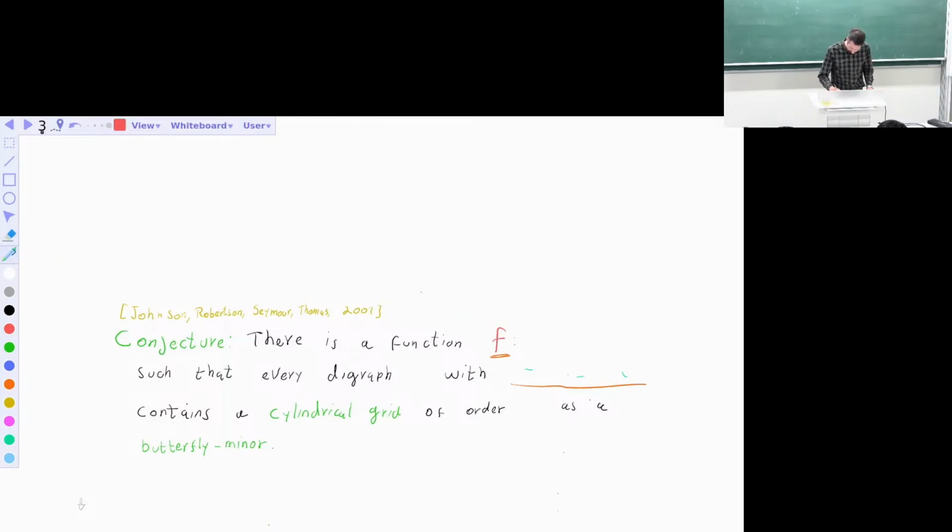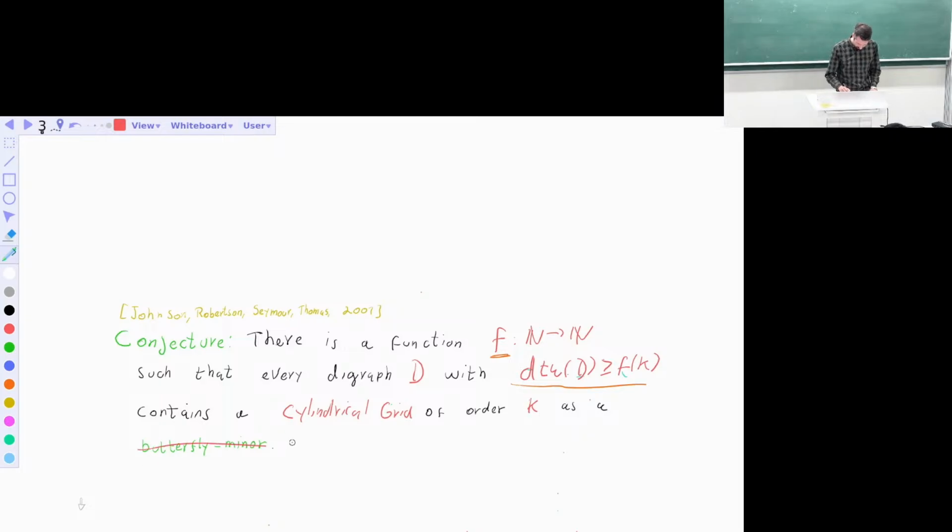When this parameter was introduced, there was a conjecture which states that there is some function f such that every digraph D which has sufficiently large directed tree width, so the directed tree width of D is at least this function, then D contains the cylindrical grid of order k as a butterfly minor.